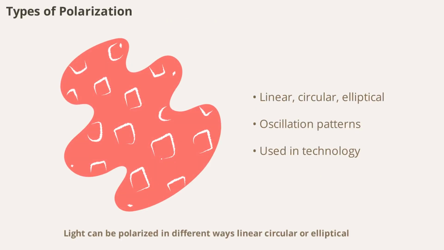Light can be polarized in different ways: linear, circular, or elliptical. Linear polarization means the electric field oscillates in a single plane. Circular and elliptical polarization involve more complex oscillation patterns. These types are used in various technologies, from communication systems to advanced imaging techniques.